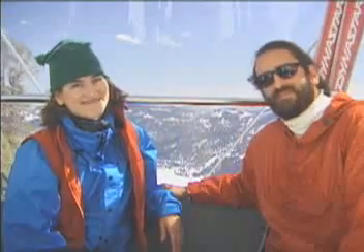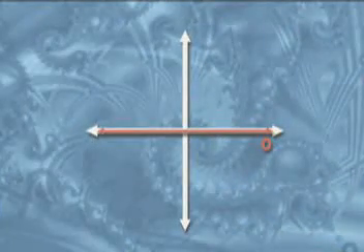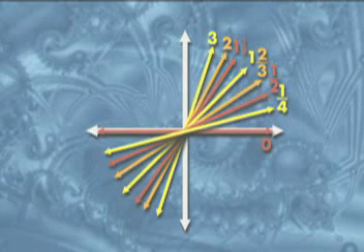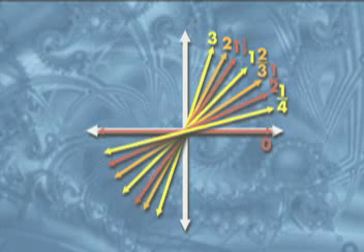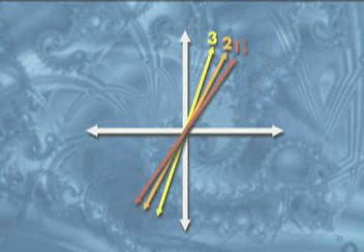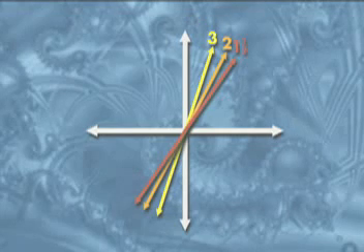Take a look at this. Here's a graph with a horizontal line. Its slope is 0. If we draw in more lines with different slopes, you'll see that the lines with more gradual slopes, those that are closer to horizontal, have slope values that are closer to 0. Likewise, the steeper lines have slopes that are farther away from 0.